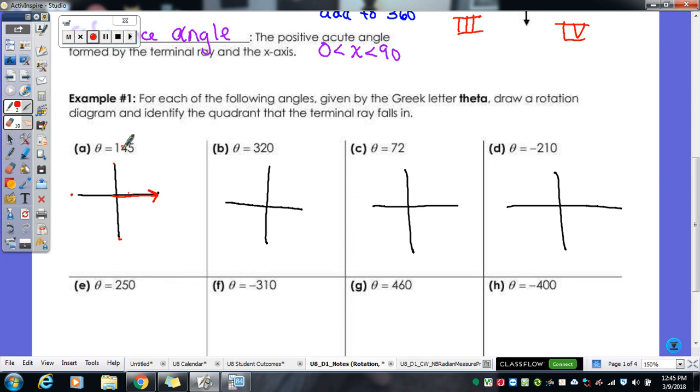So 145 is going to fall between the 90 and the 180. So you're going to draw your terminal ray over there. For the rotation diagram, you have to include your arrow showing which direction the angle is opening up in. Since it's a positive 145, we're going to go counterclockwise. And our terminal ray is in quadrant 2. That was the other thing they want us to state: what quadrant is the terminal ray in? Quadrant 2.